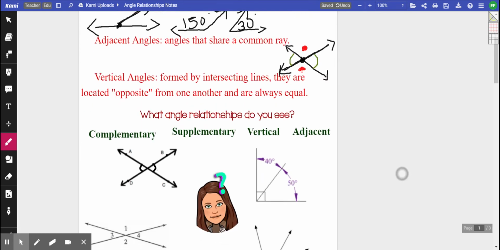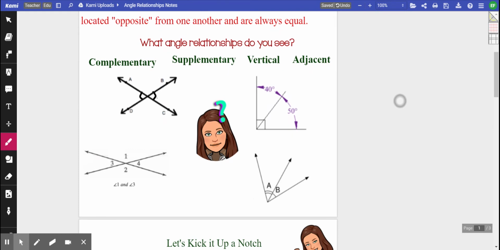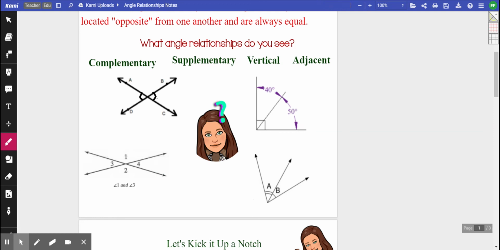So let's take a look now at, can you identify those relationships? So go ahead, look at the four diagrams that you see here. One will show you an example of complementary, one will show you supplementary, one's vertical, and one is adjacent. So go ahead, pause the video, see if you can answer these questions, and go ahead and hit start when you are ready.